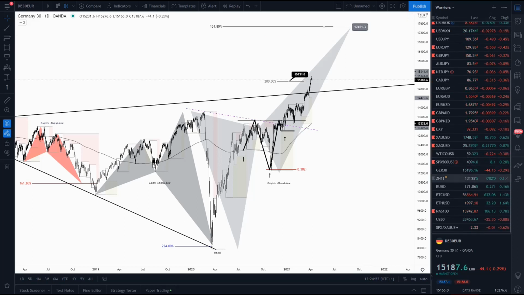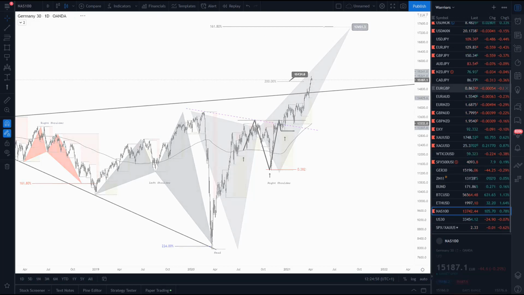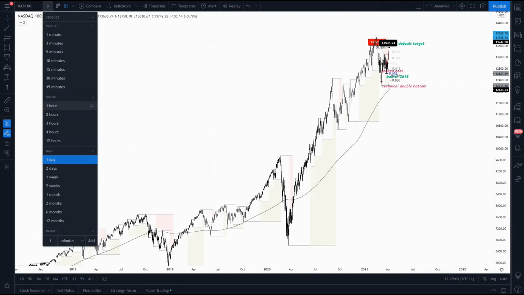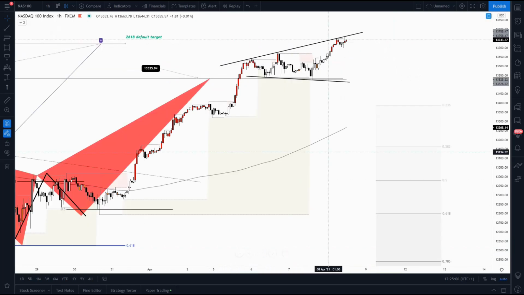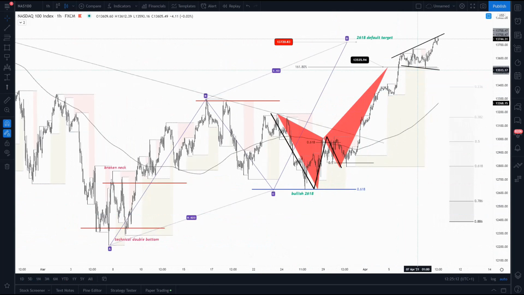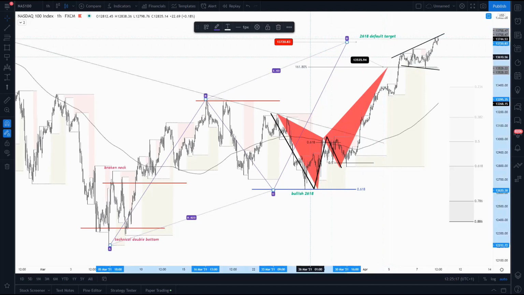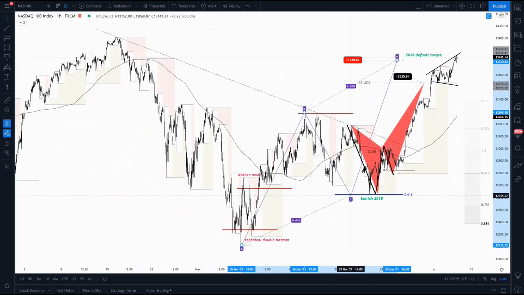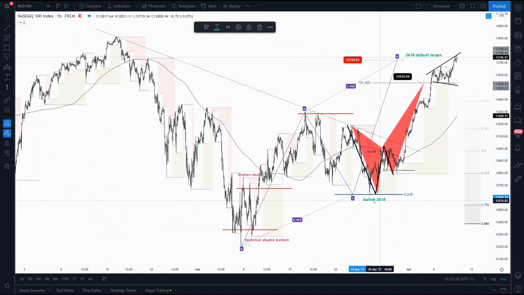The next one that I want to show you is the Nasdaq. Just to finish with the Nasdaq, I already covered the Bitcoin and Ethereum. We have also the Nasdaq, not because we are trading the default target, not because we are trading that bearish pattern territory, but just because we have reached the default target for this bullish 2618 trade setup.